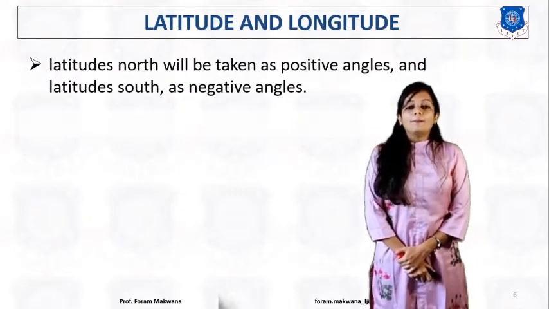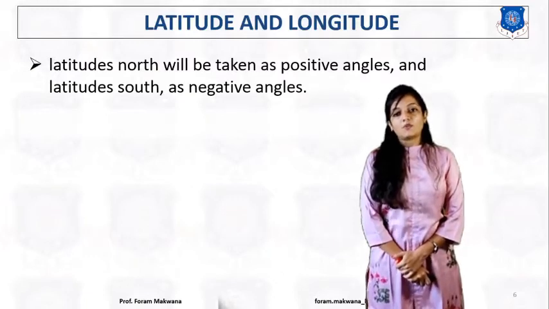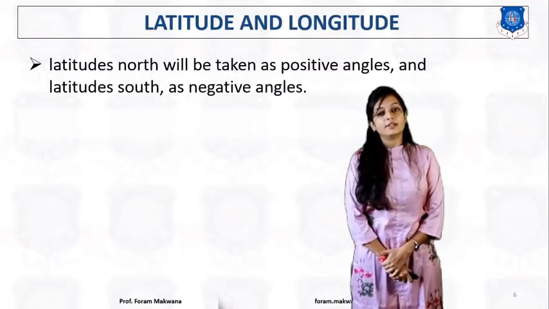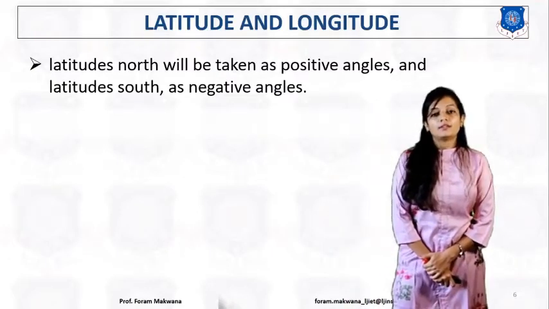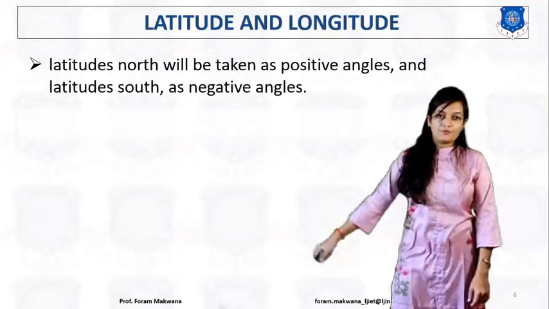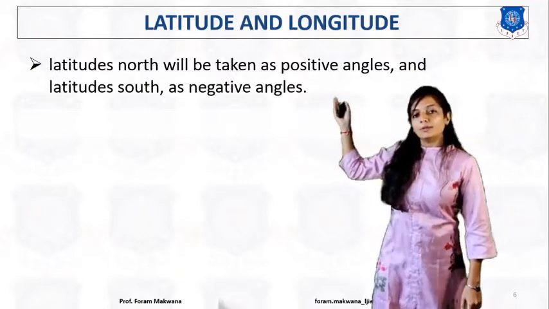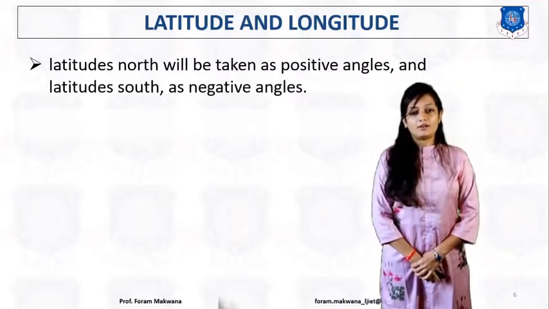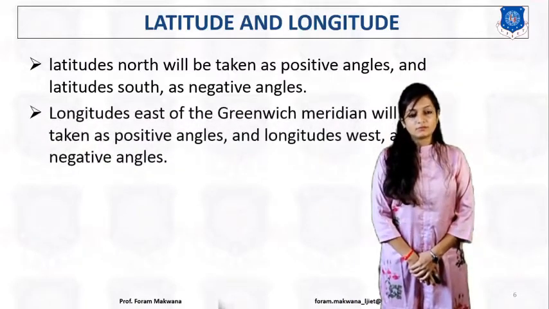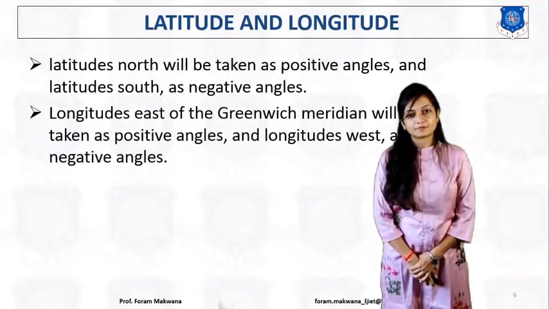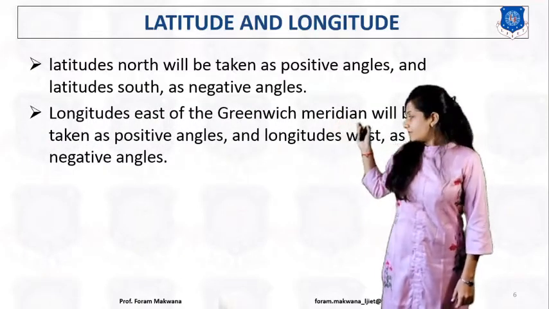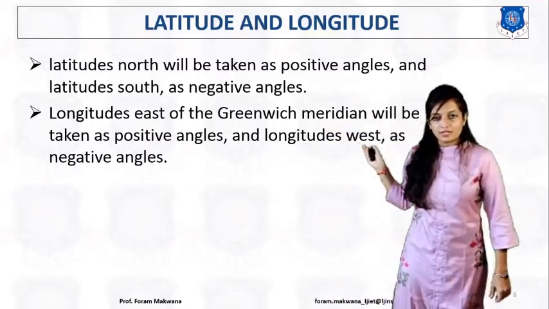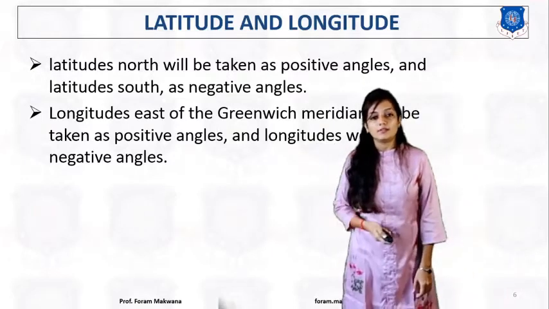So, based on the position, whether it is north side or the south side, we need to take its value as either positive or negative. How? Latitude north will be taken as a positive angle and latitude south will be taken as a negative angle. Alright? Now about longitude. Longitude east of the Greenwich meridian will be taken as a positive angle, and for the west we are going to take it as a negative angle.